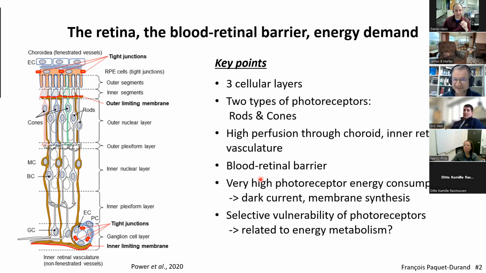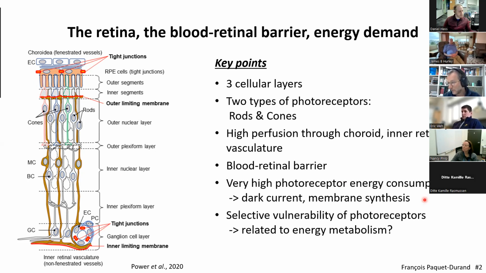No, no need. Okay, so I was just mentioning the blood-retinal barrier that prevents many things from going into the retina or out of it unless there is an active transport. The photoreceptors have a very high energy consumption, probably the highest of any cell type in the human body, and that may be due in particular to the dark current that photoreceptors generate, and perhaps also to the continuous membrane synthesis that they need to renew their outer segments.